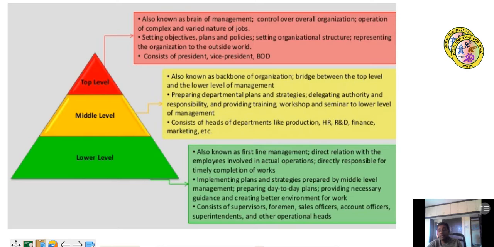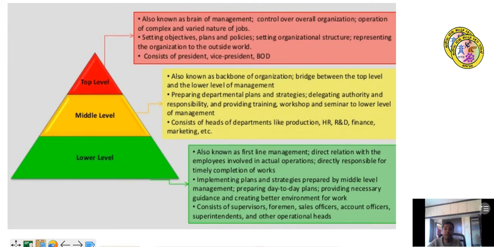At the top level, they are going to frame the policies. They are responsible for framing the policies. At the same time, they watch whether the rules and regulations are being followed as per the framed policies. In industries, this may be the president, vice president, and board of directors. These are the persons responsible for the formulation of the policies. These policies are then issued to the middle level management.